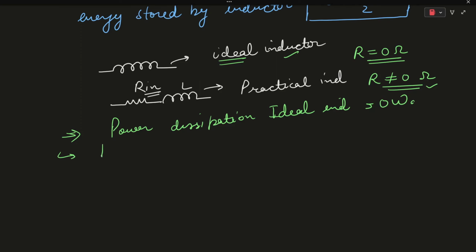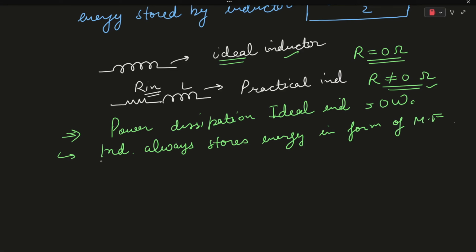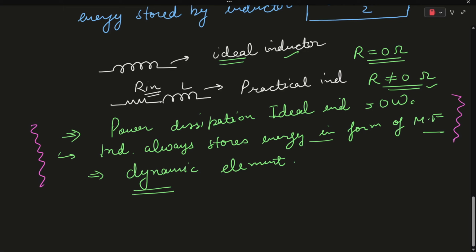The next point we have is that an inductor always stores energy in the form of a magnetic field. That's why, since it stores energy in the form of a magnetic field, it is also known as a dynamic element. These are very important points which you need to remember.